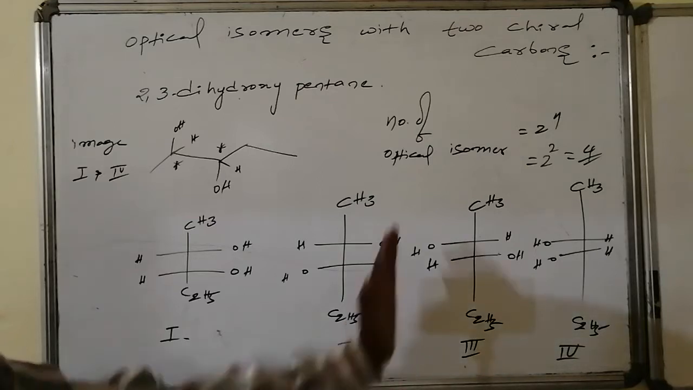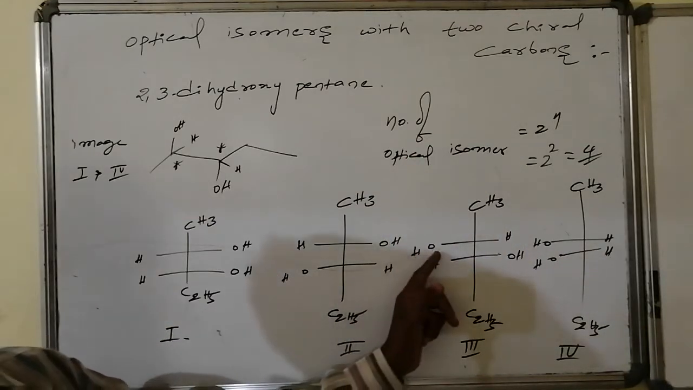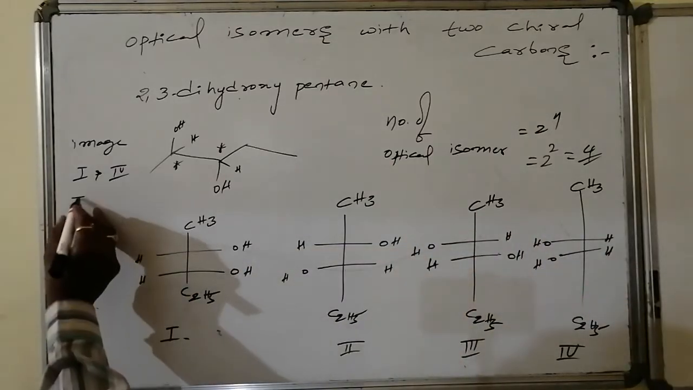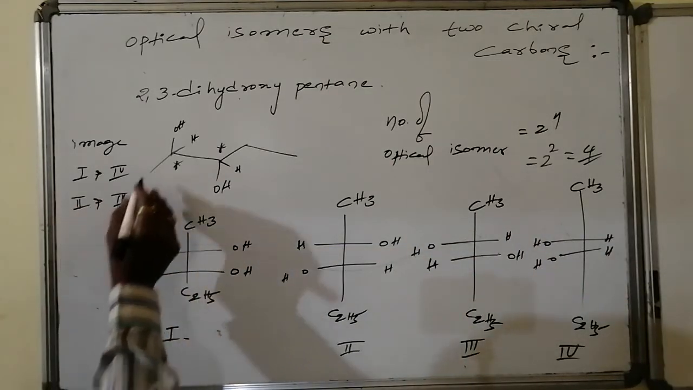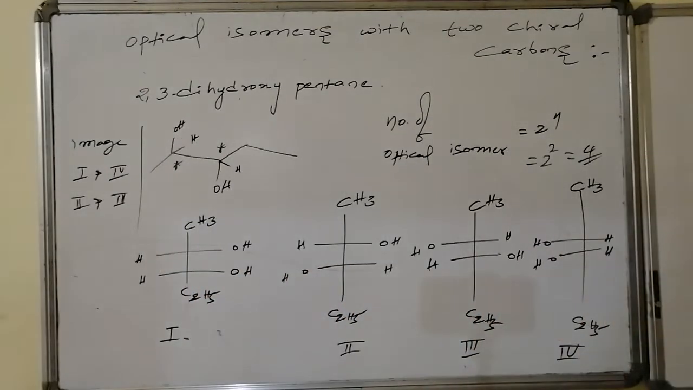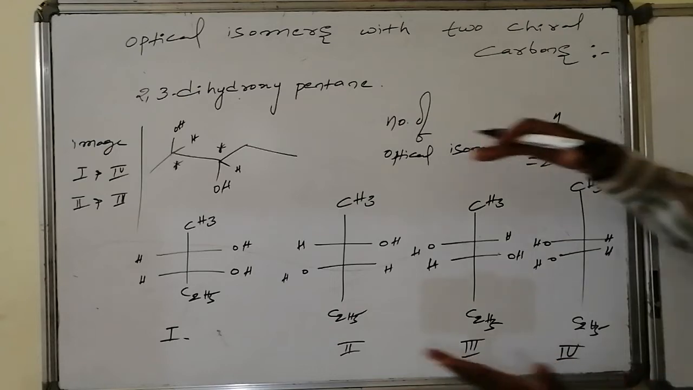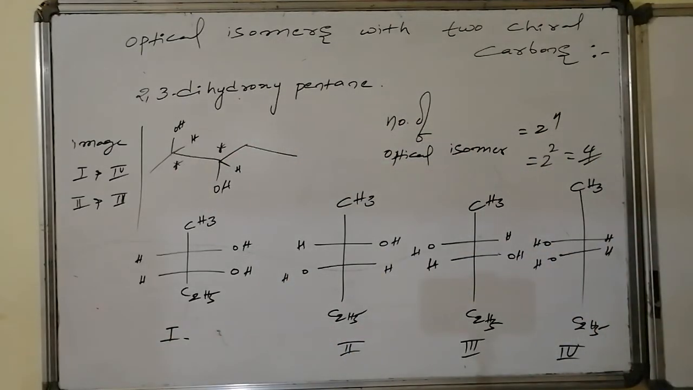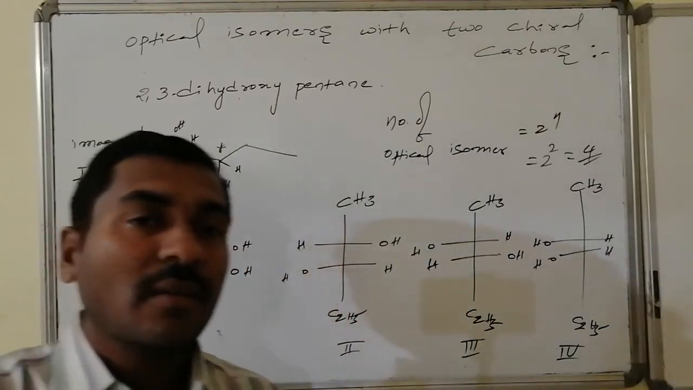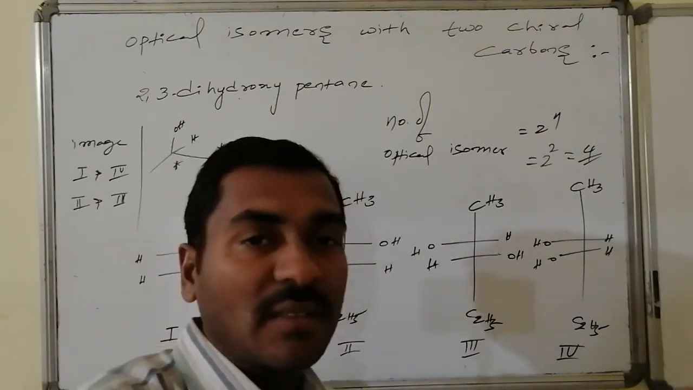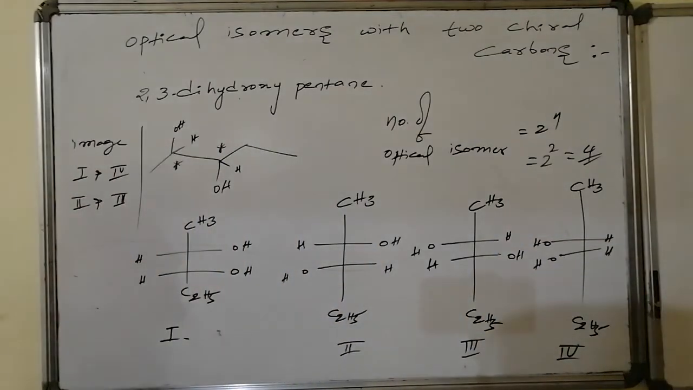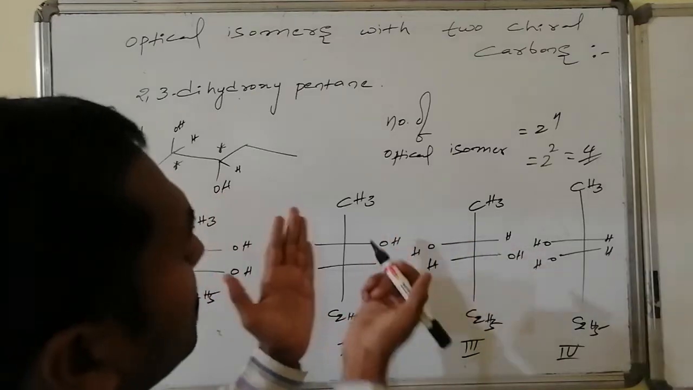Similarly for the second and third, if I keep a mirror here, the OH comes over here, H comes over here, and this molecule reflects over there. So 2 and 3 are mirror images of one another, and these mirror images are non-superimposable one over the other. Suppose I want to keep the fourth structure over the first structure; that imposition doesn't give superimposition. That is, every connectivity present in the fourth is not exactly as present in number 1.